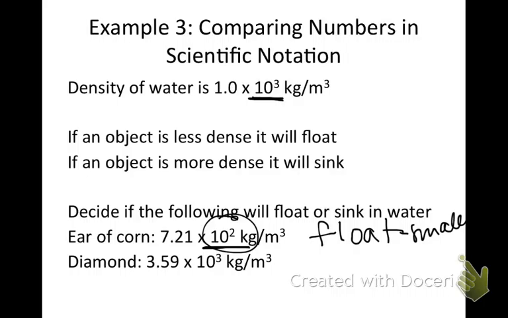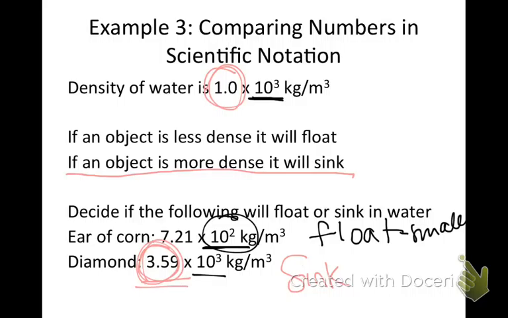Now let's look. We have 3.59 times 10 to the 3rd. Well, that's the same. So now I'm going to look at the first part of my numbers. And here I have 1, and here I have 3.59, which is a bigger number. So if an object is more dense, it will sink. So this one's going to sink because this number is bigger than 1.